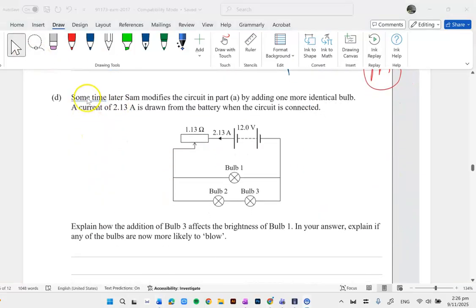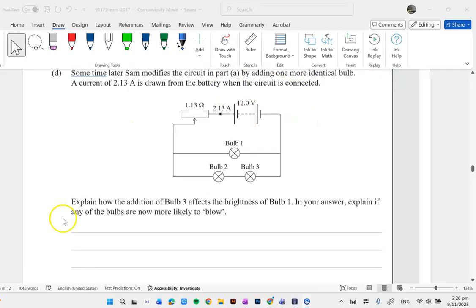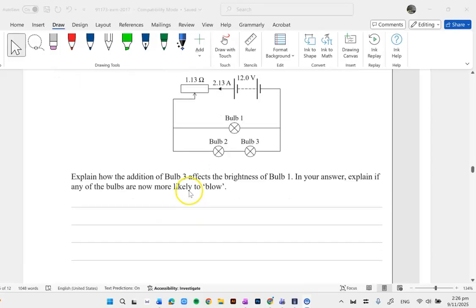Alright, part D. Sometime later, Sam modifies the circuit in part A by adding one more identical bulb. A current of 2.13 amps is drawn from the battery when the circuit is connected. Explain how the addition of bulb 3 affects the brightness of bulb 1. In your answer, explain if any of the bulbs are now more likely to blow.